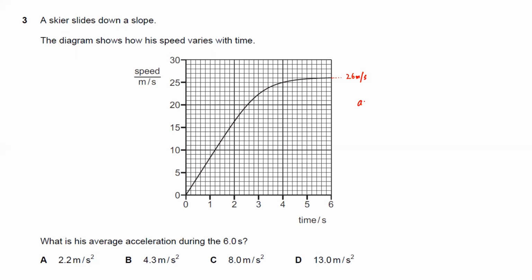So acceleration is velocity per unit time, or from this graph, change in velocity per change in time, or overall slope. So the average for all this journey, we can say that 26 minus 0 divided by 6 minus 0. That will give us an average for this whole journey. And this acceleration comes out to be 4.3333 meters per second squared. And the best answer is B.